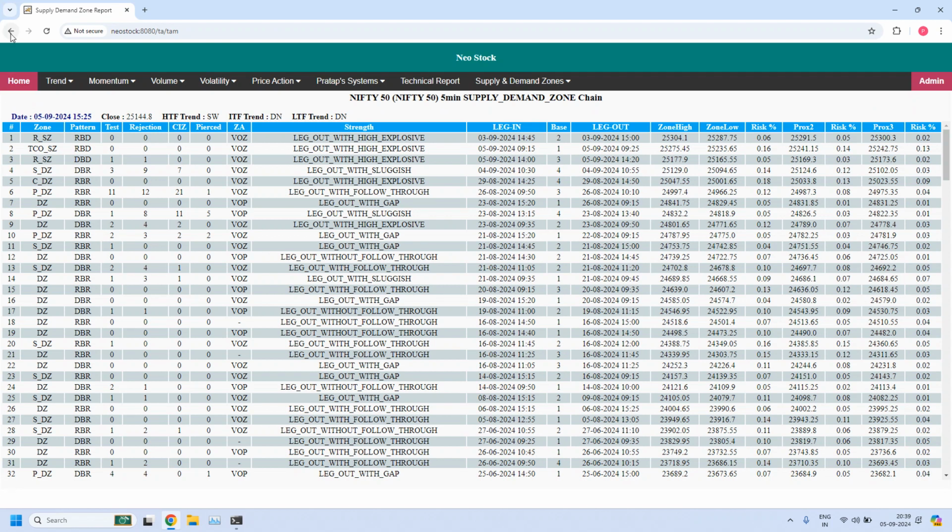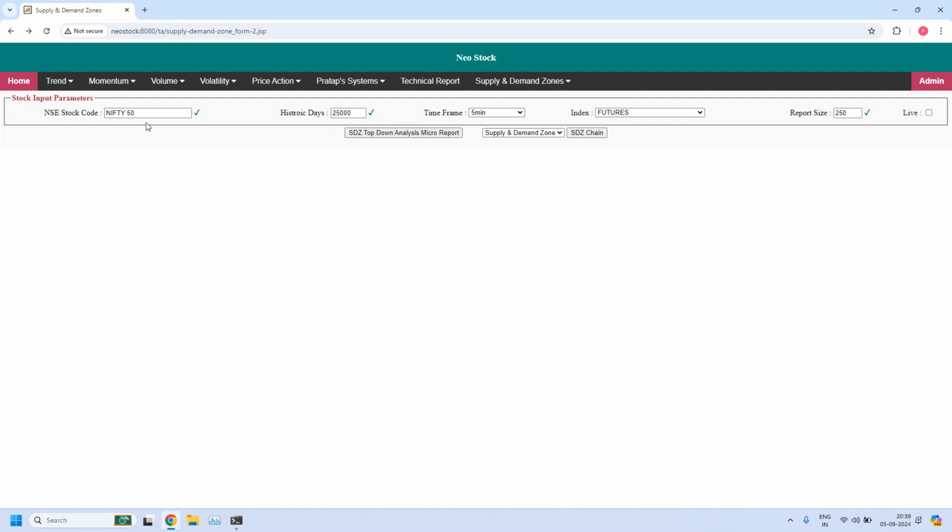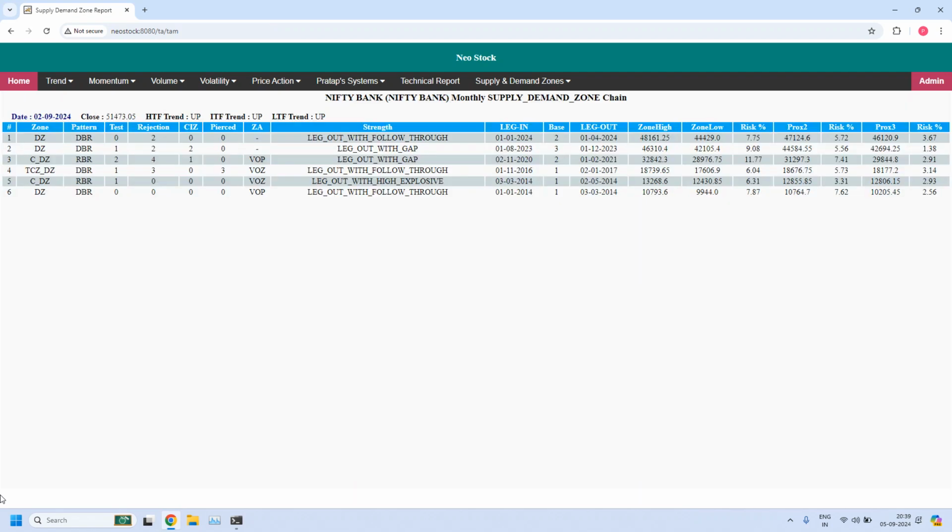Next we will generate supply demand zone chain for BANKNIFTY. So let's start BANKNIFTY supply demand zone chain for monthly. So this is the monthly supply demand zone chain for BANKNIFTY.